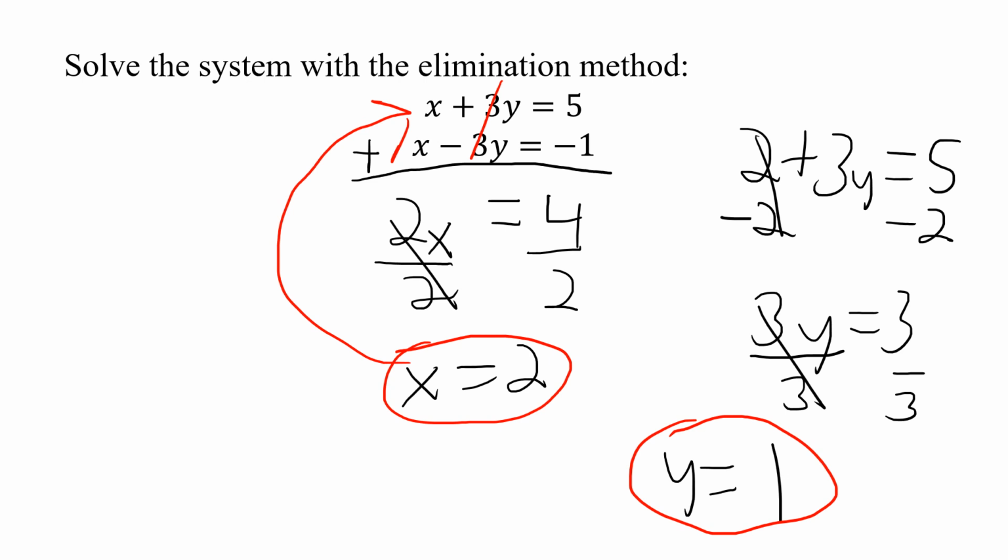So what we're left with is x equals 2 and y equals 1. And we can put that into an ordered pair. 2 goes in for our x, 1 goes in for our y, and we have our answer.